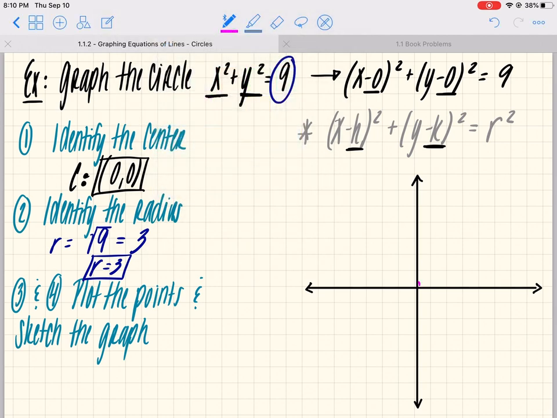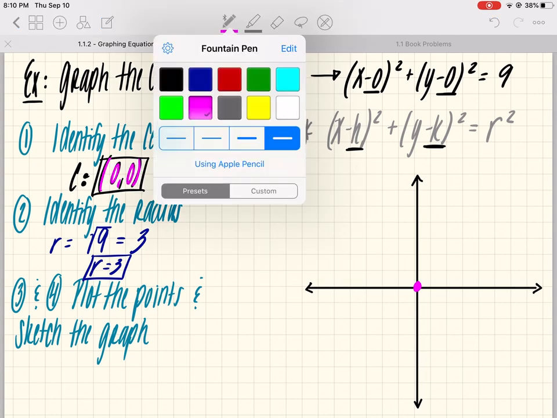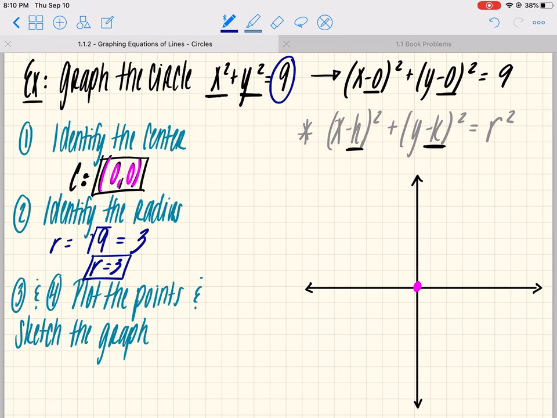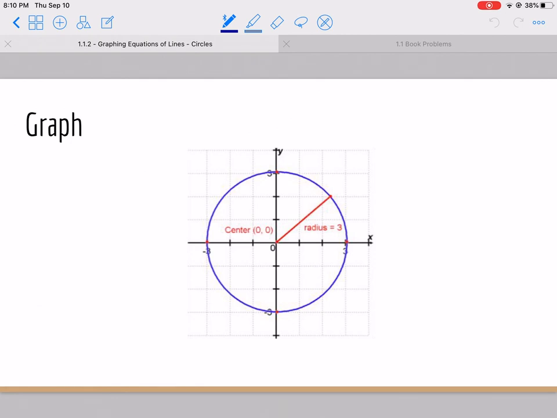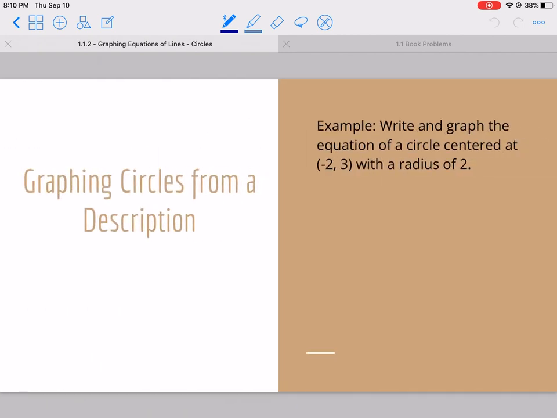So I'm going to plot the center point at 0, 0. I'll color coordinate this for us. And then if the radius is 3 units away, that means I'm going to go 3 units in every single direction from the center. So up, down, right, left. So up 3, to the right 3, down 3, to the left 3. Okay, in every single direction. And then I'm going to try to connect these points as best as I can. Let's just pretend that those go through perfectly. That is my circle. All right, so there again is that nice, neat graph.